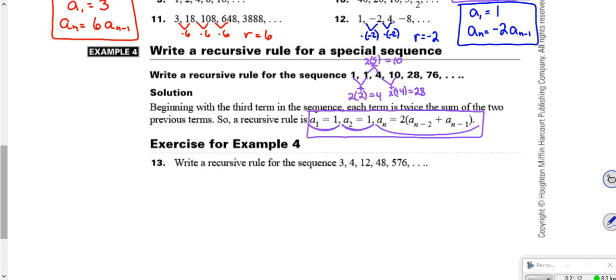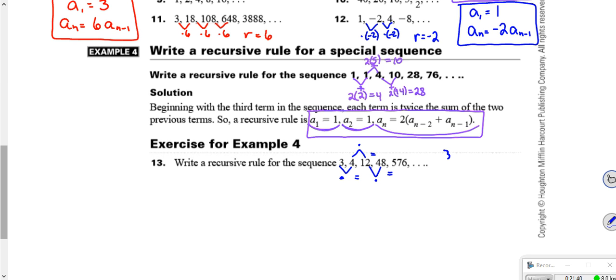Okay, let's look at this one. So this one's a little more straightforward. It looks to me like 3 times 4 equals 12. You see that? 4 times 12 equals 48. 12 times 48 equals 576. Okay, so that's what I see.